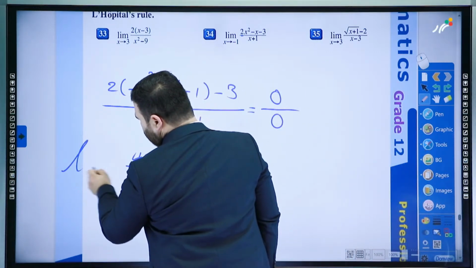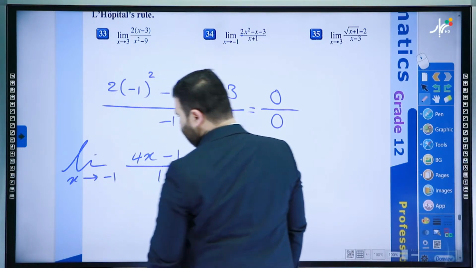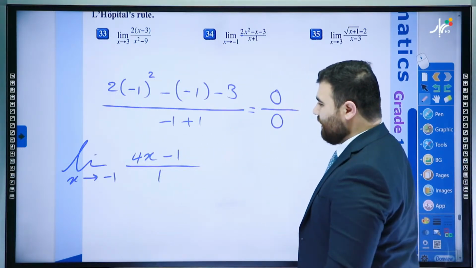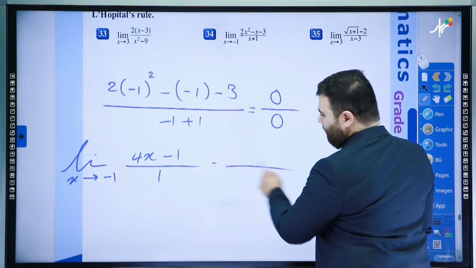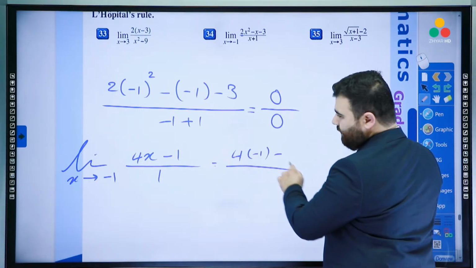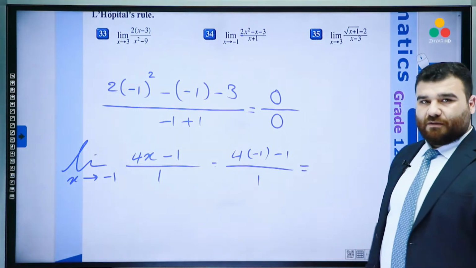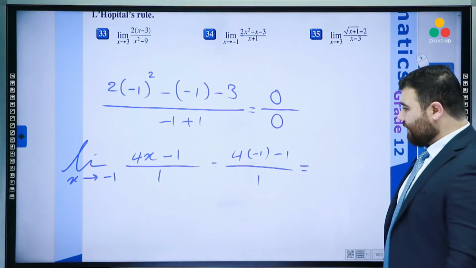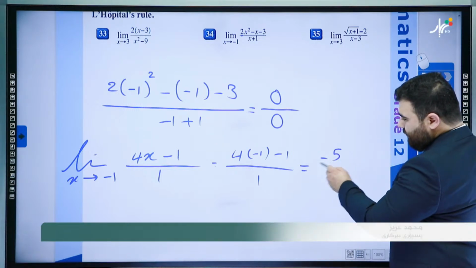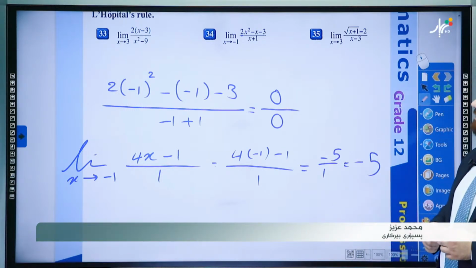Now, if I do the limit, x tends to negative 1. Replace x with negative 1. It will be 4 times negative 1 minus 1 over 1. 4 times negative 1 is equal to negative 4. Minus 1 is negative 5. So the answer is negative 5 over 1, which is negative 5. This is the answer of question 34.